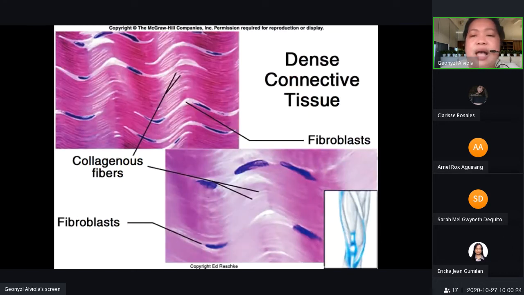So this is how the dense connective tissue looks like. You have there the collagen fibers and ang fibroblast kaning mga dark portion.